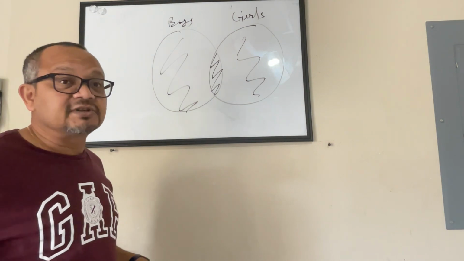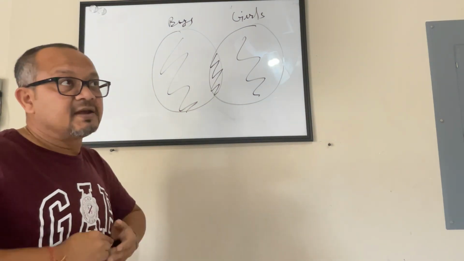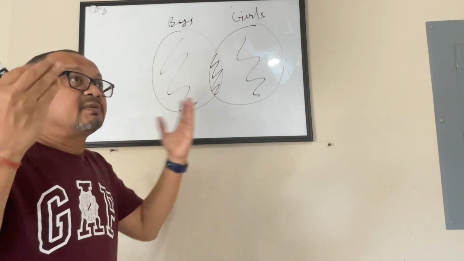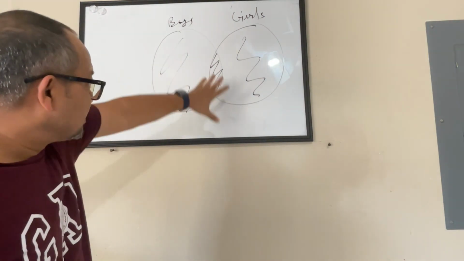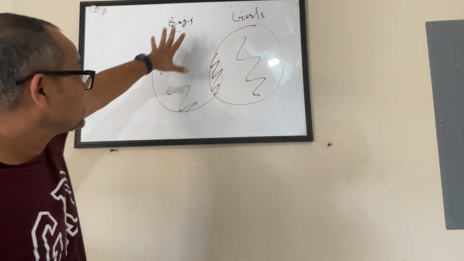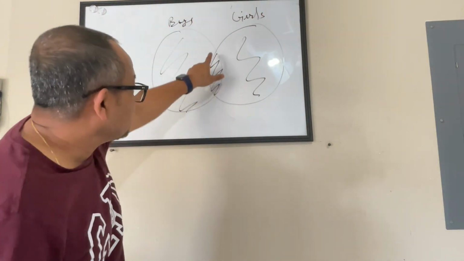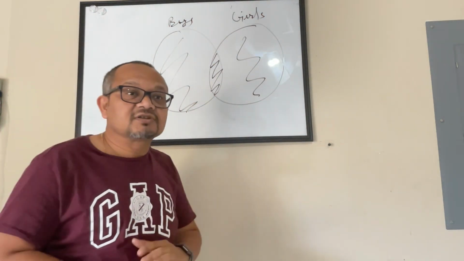You can think of different scenarios where you have data coming from two groups and something is common. When you represent it like this, with two circles representing two sets of data and something being common, that is what is called a Venn diagram.